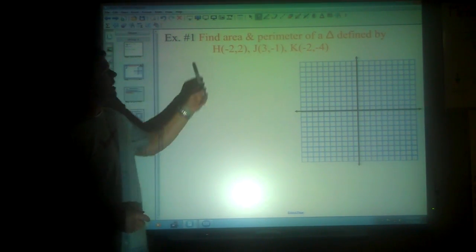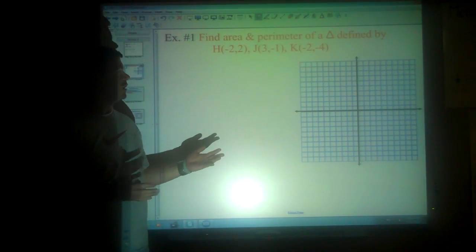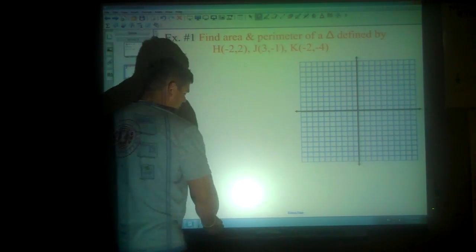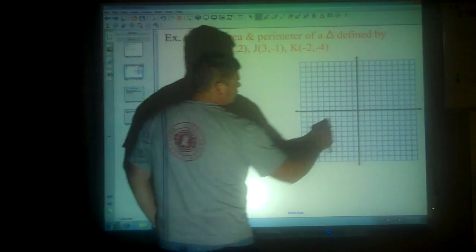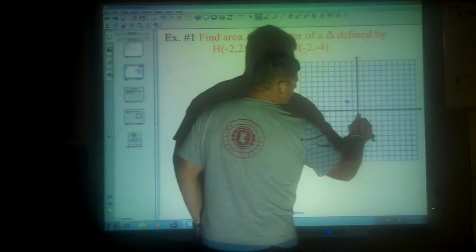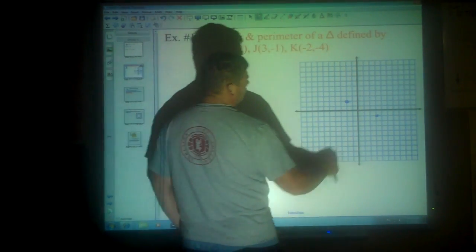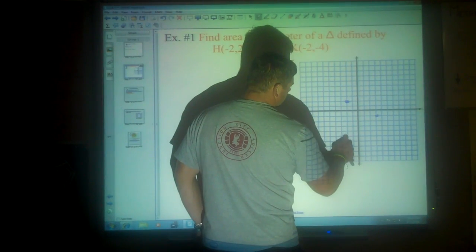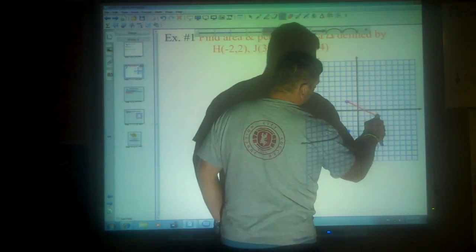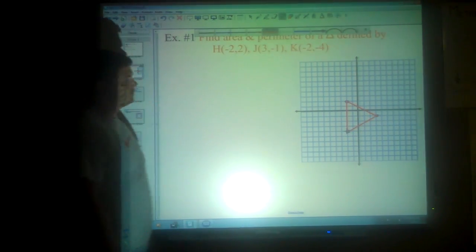In order for me to find the area or the perimeter, I need to know some of the dimensions of the triangle itself. So first of all, I'm going to take the coordinate plane and graph it. (-2, 2) is going to be right here, and (3, -1) is right here, and (-2, -4) is right here. So now we have defined this triangle as such.